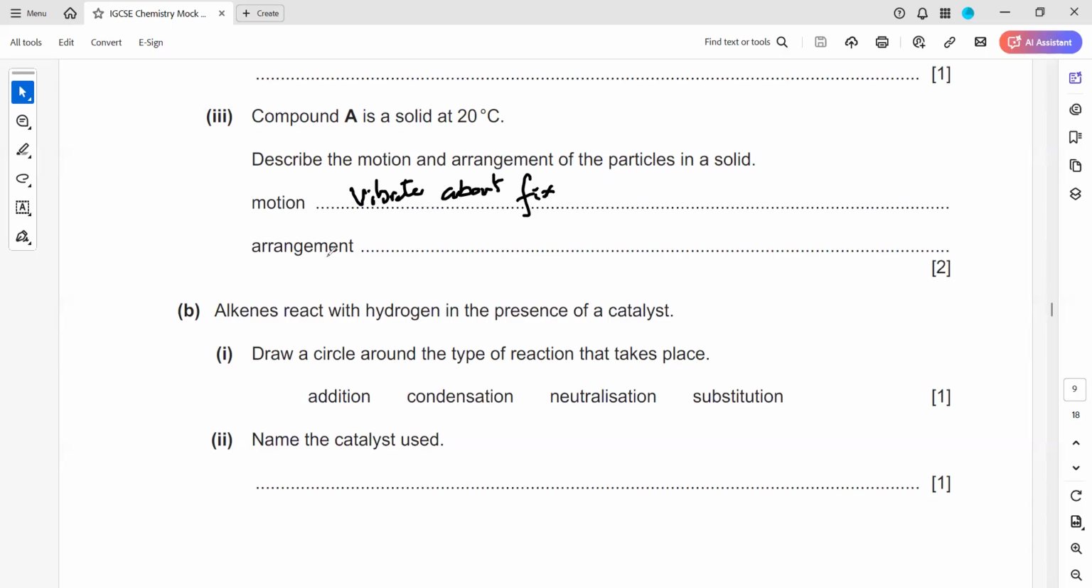And for arrangement, you can use the term lattice. No need to say regular lattice, because lattice itself means a regular arrangement. The particles are closely packed, in an orderly arrangement. You can say closely packed, orderly arrangement. Don't say regular lattice. Lattice is always regular.